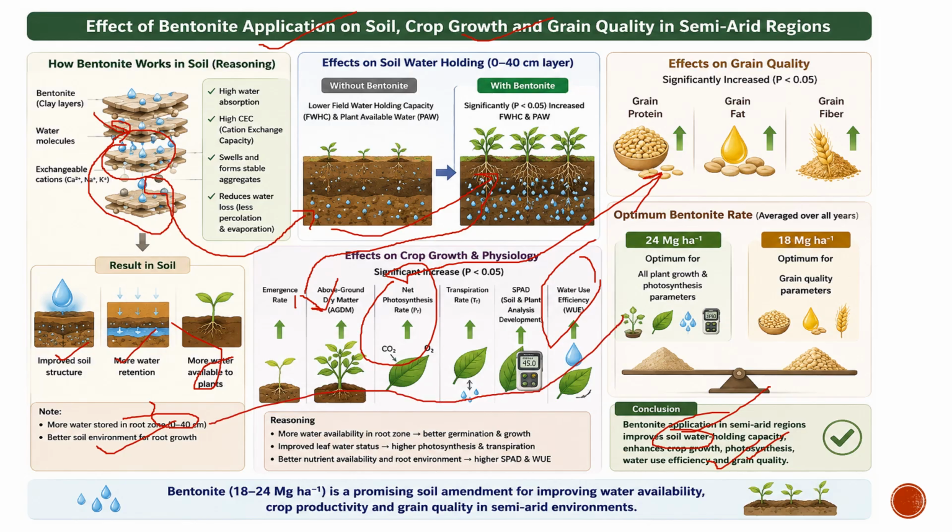So according to the research, what happened? The optimum for plant growth and photosynthesis is about 24 megagram per hectare, whereas for grain quality it is only 18 megagram per hectare of bentonite. So the reasoning: if there is more water availability in the root zone, there is better germination, higher photosynthesis, and higher yield values, ultimately giving better yield. So based on this, you can conclude that bentonite at 18 to 24 megagrams as a soil amendment in semi-arid areas gives better results, both in terms of yield and soil water properties like soil water holding and retention, and better nutrient absorption.